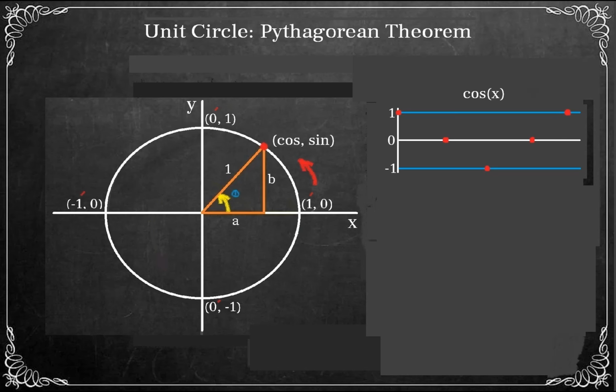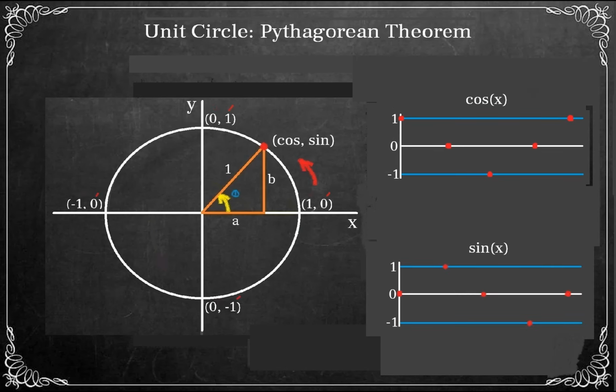Let's repeat what we just did, going in a counterclockwise direction, but this time let's plot cosine on a graph with the red points. We have cosine equals 1, 0, negative 1, 0, then back to the original point. Do a repeat, in a counterclockwise direction, but this time let's plot sine on a graph with the red points. We have sine equals 0, 1, 0, negative 1, then back to the original point.